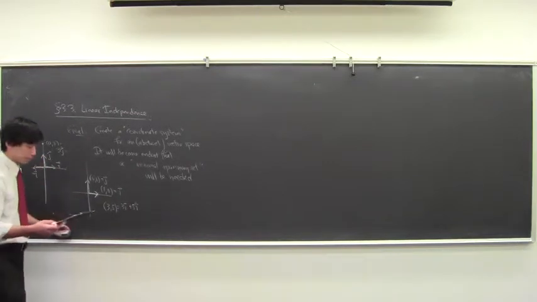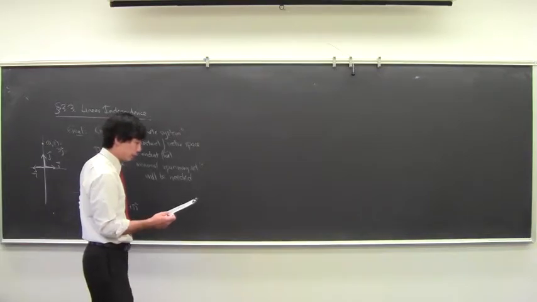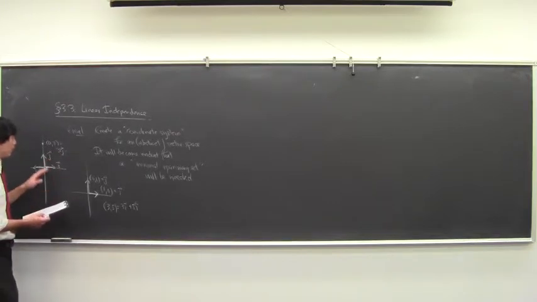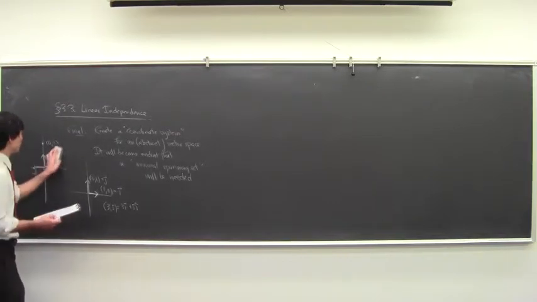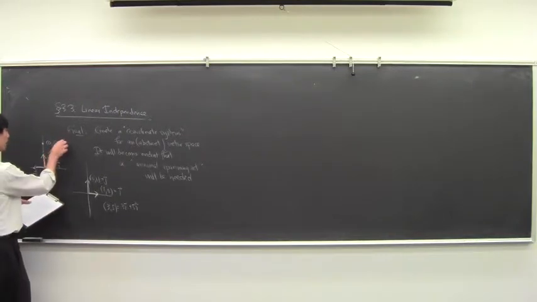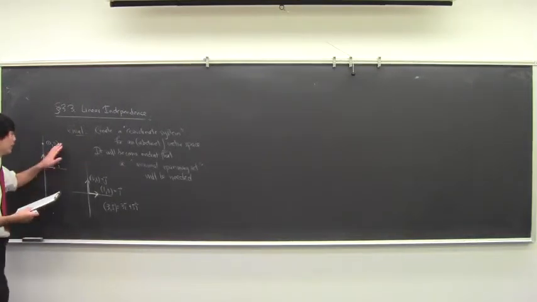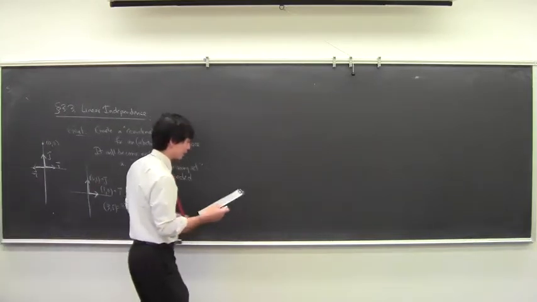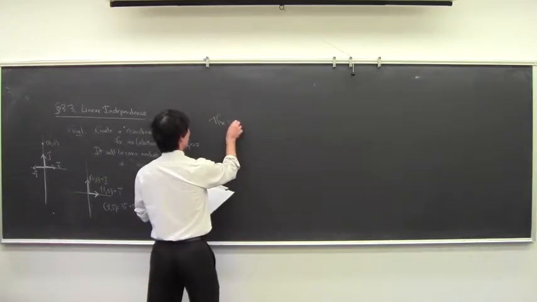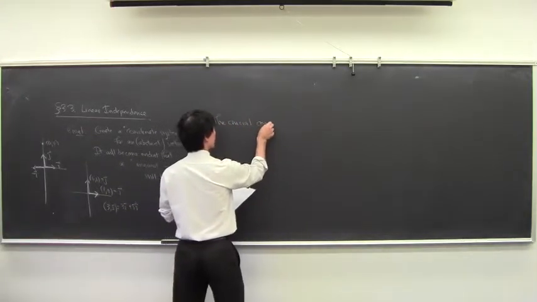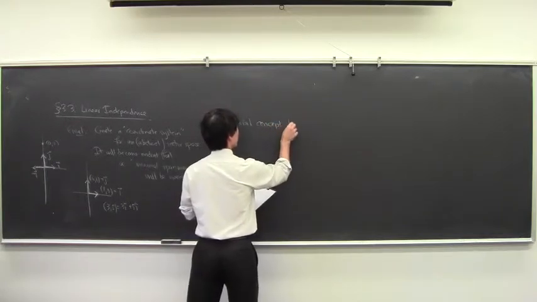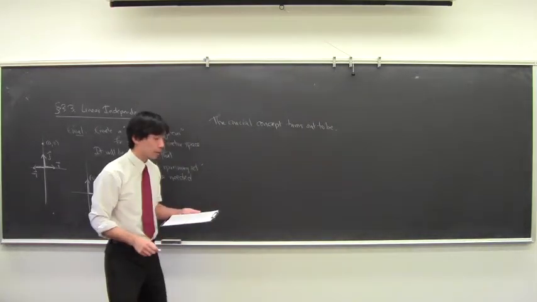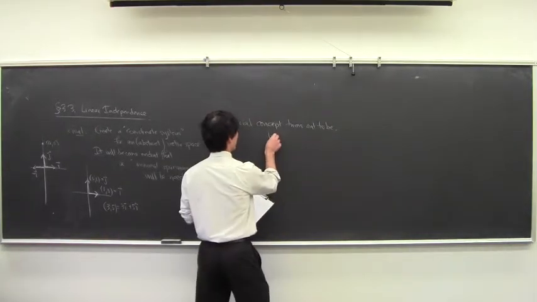Okay, so I could express this thing as 3 of J. But anyway, let me go on. So the crucial definition or concept turns out to be this: something called linear independence.